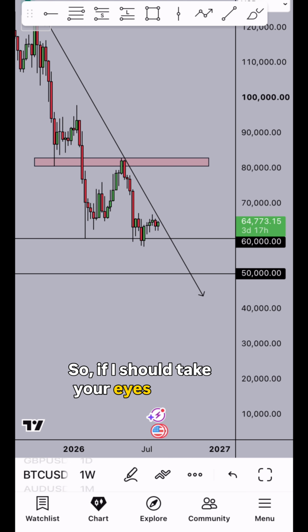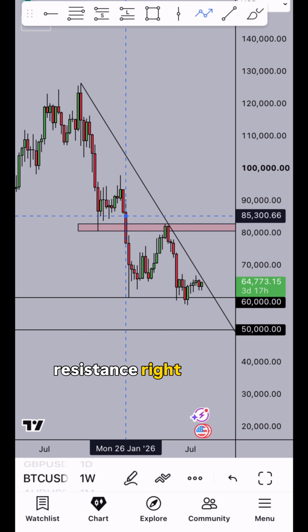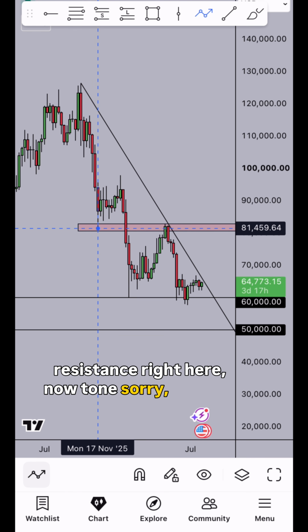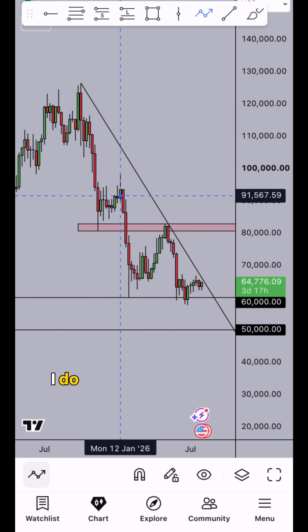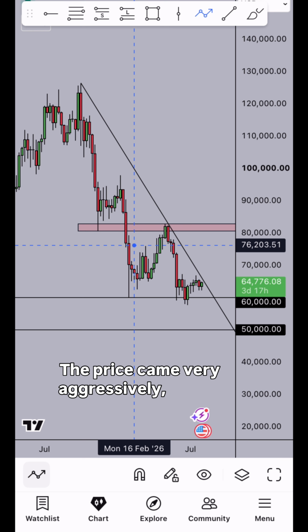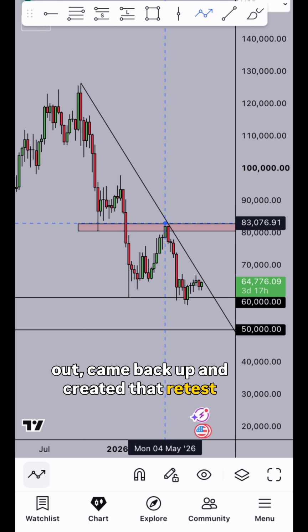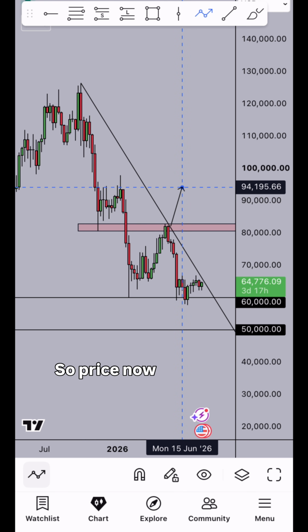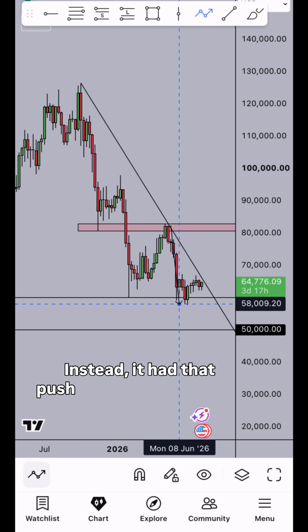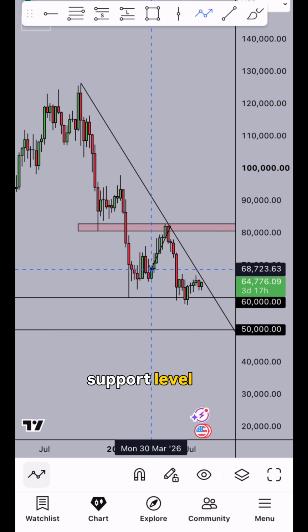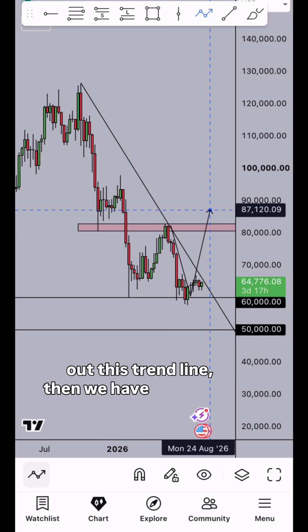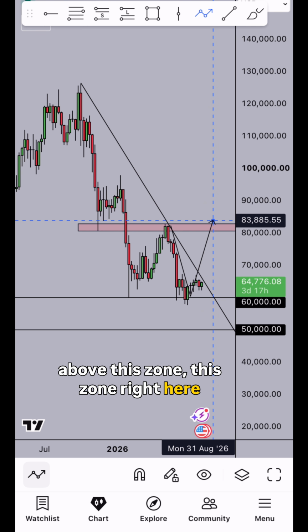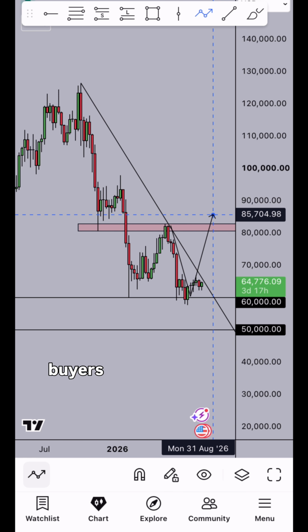So take your eyes to this resistance right here, now turned support, now turned resistance. We had this push to the downside, tested it, had a push to the upside. The price came very aggressively, took it out, came back up and created that retest. So price did not fail to close above it. Instead, it had that push down to the monthly support level. On the weekly, if price takes out this trend line, then we have a break above this zone right here, then I will consider that buyers have taken control of the market.